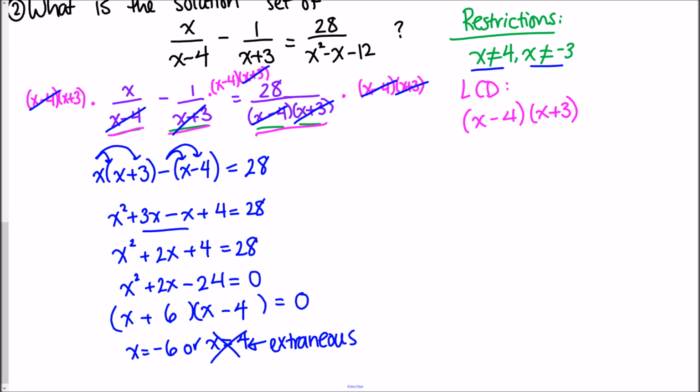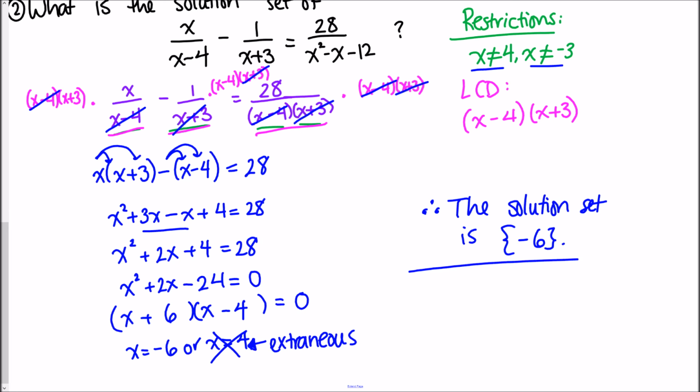Sometimes this happens, sometimes it doesn't. It's not always going to end up being extraneous, okay? So therefore, since it's asking us for the solution set, we're going to say the solution set is simply just negative 6. And that's my answer to this question.